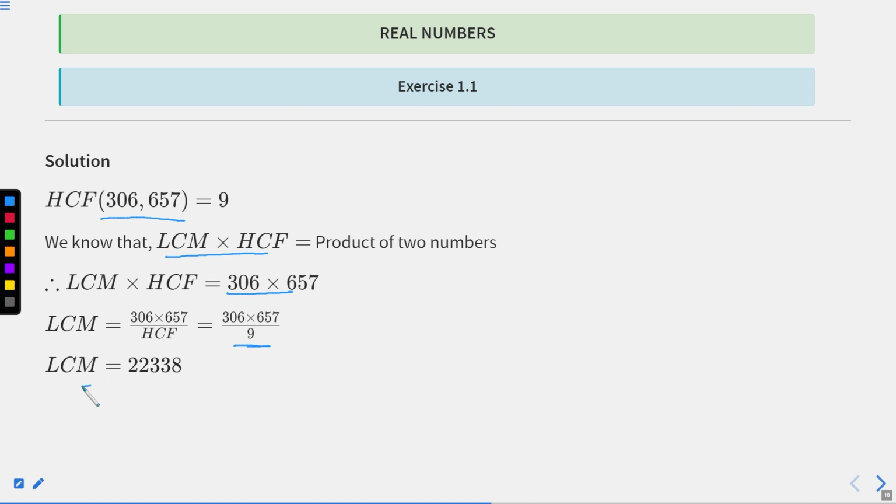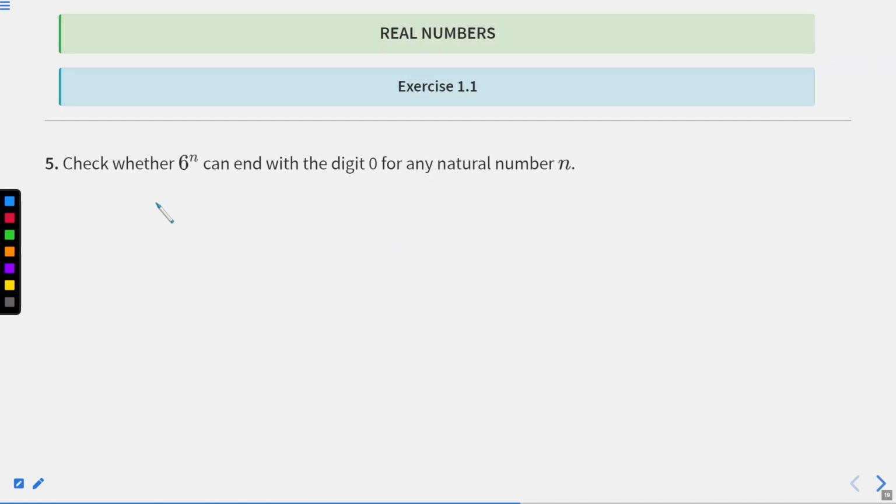Okay, so its LCM is 22338. So now let us move to the next question. Here, check whether 6 to the power n can end with the digit 0 for any natural number n.